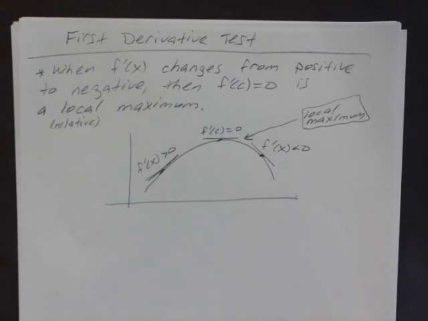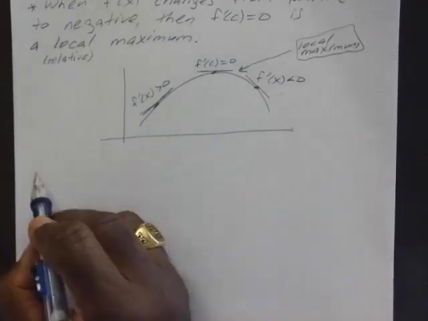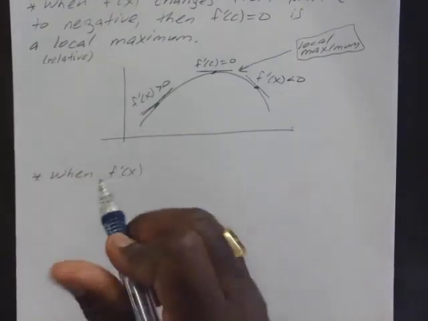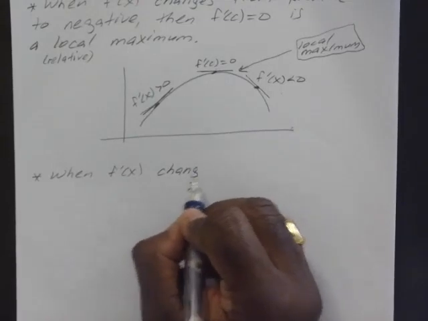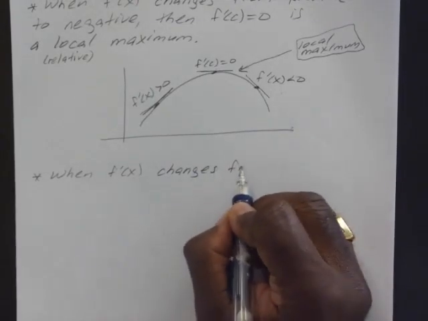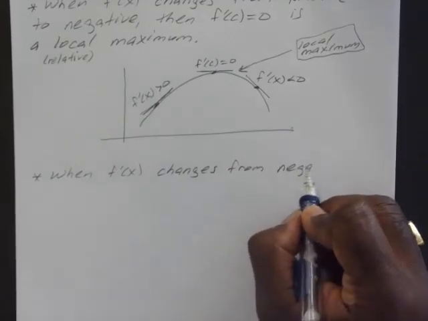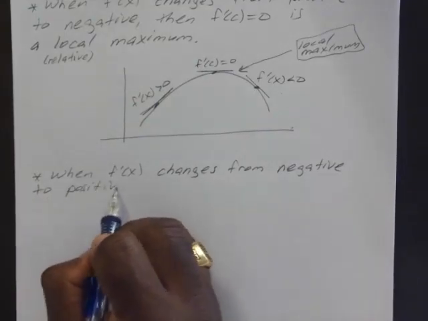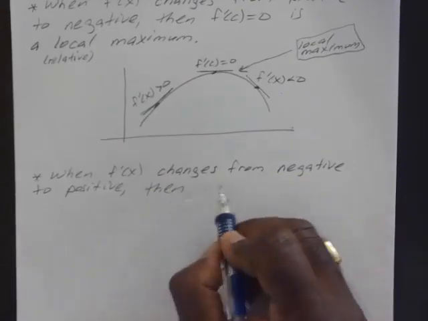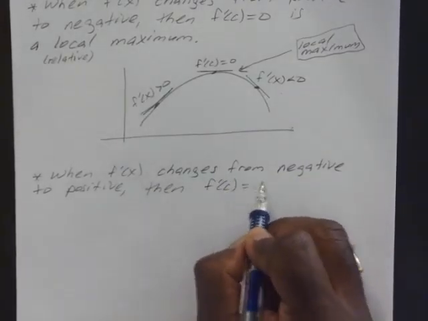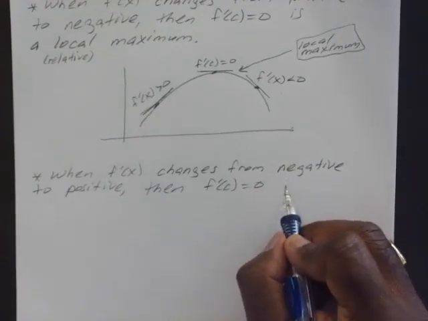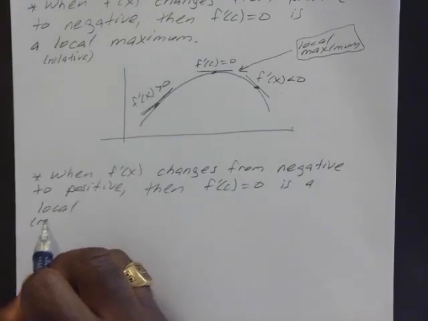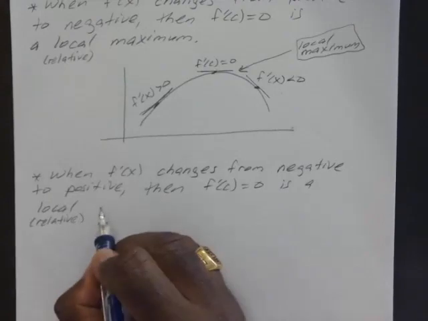Now, when the opposite happens, when your derivative changes from negative to positive, then we know the point where your f prime of c is equal to 0 is a local or relative minimum.